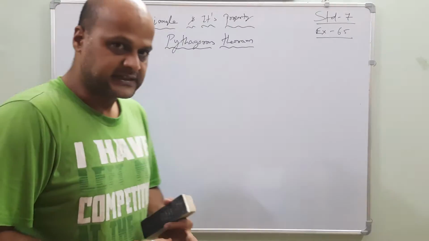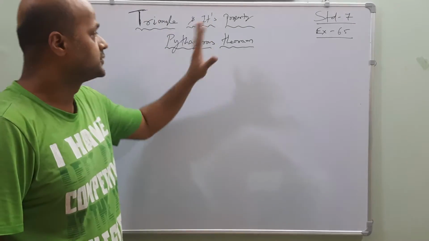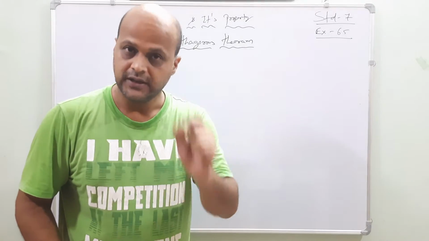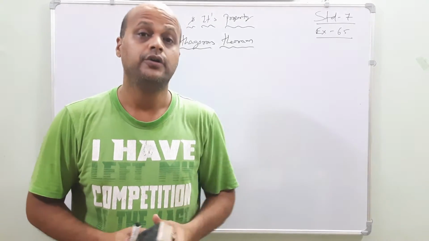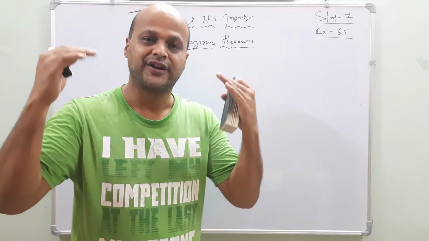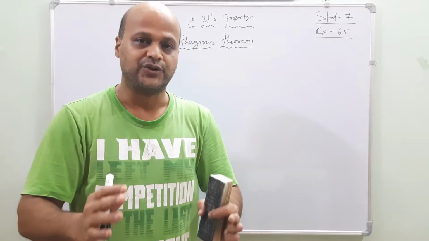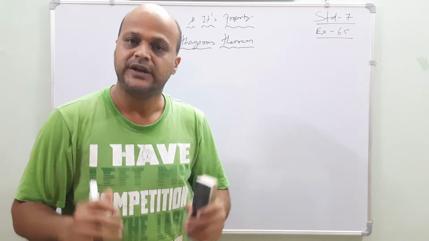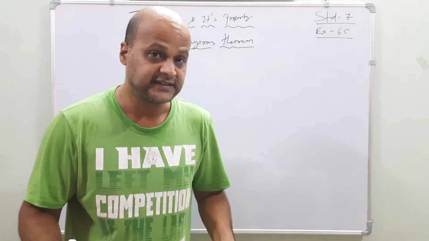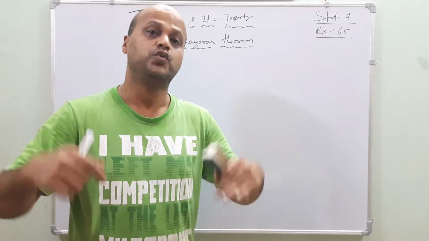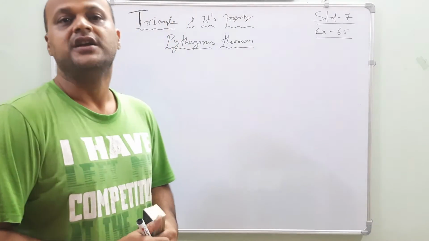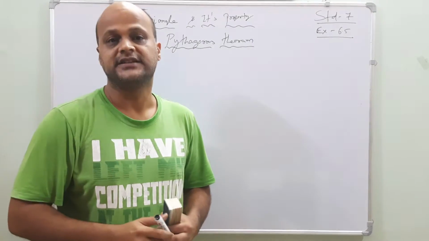Okay, in this chapter, in this exercise of triangle and its property, Pythagoras theorem is very important for you. It will be helpful for you in your next classes, and it will also be helpful to you in your lifetime. So what is a Pythagoras theorem? First we will discuss that one. And where is it implemented, and in which triangle is it specially implemented? So the first question is, in which triangle is it implemented?